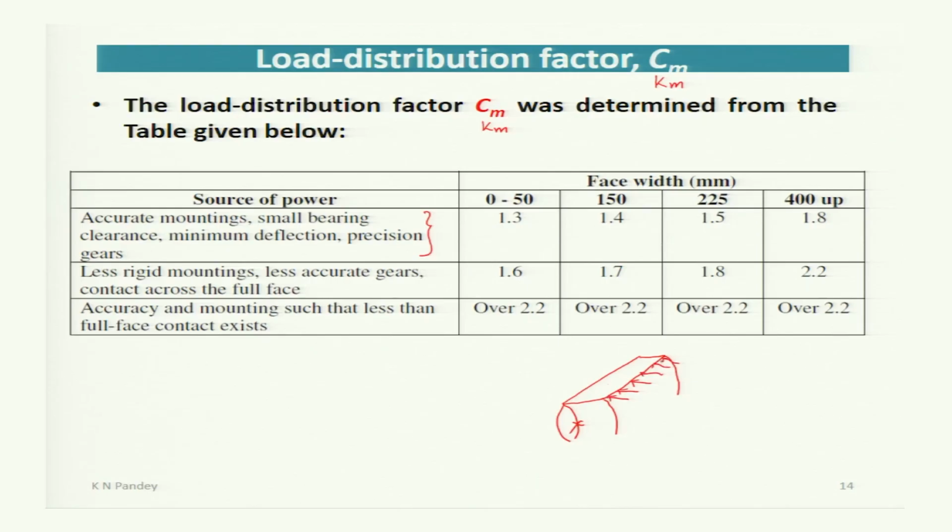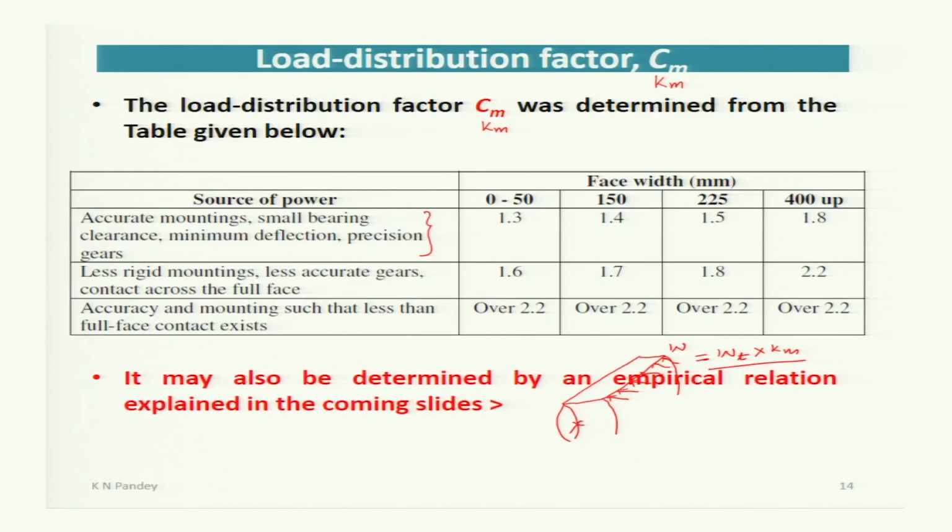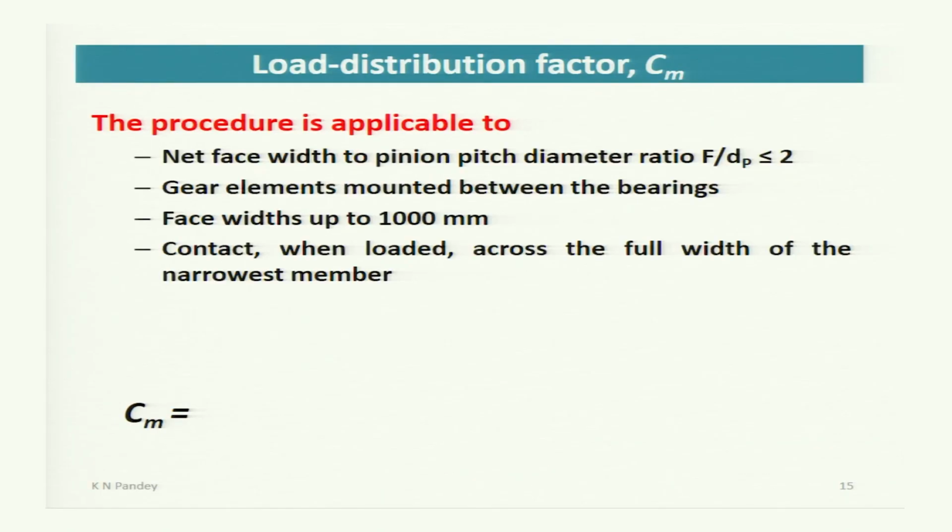If it is not accurate, then there is no uniform distribution of load, and we will take account of that by multiplying the transmitted load WT by the mounting factor or the load distribution factor Km. So, we are just increasing the transmitted load by multiplying it by Km, because all these are greater than 1. Now, similar to the spur gear, this Km can also be obtained from the empirical relation given here.